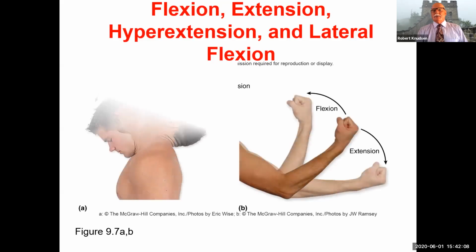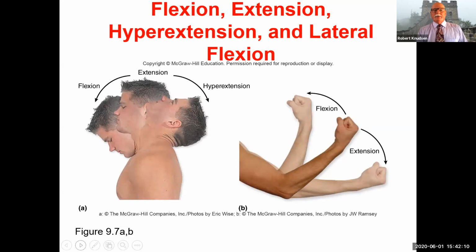Hyperextension. I've got pictures. I call this guy over here Bubba. Doesn't he look like Bubba? Bubba likes football. Okay, flexion. What they're showing you is that flexion is decreasing the angle, extension is increasing the angle. Then flexion using the head, extension back to upright anatomical position, and then hyperextension is going the other way. Good? Yeah, that's Bubba.